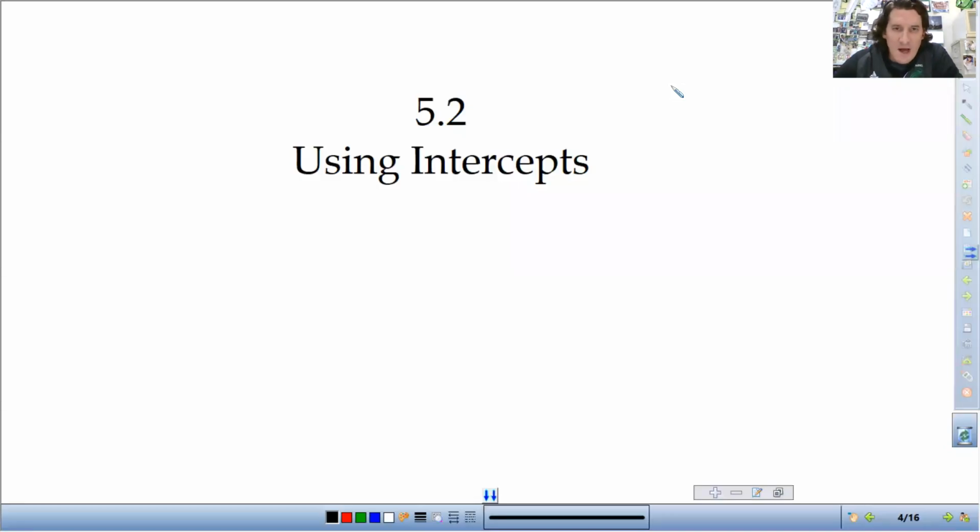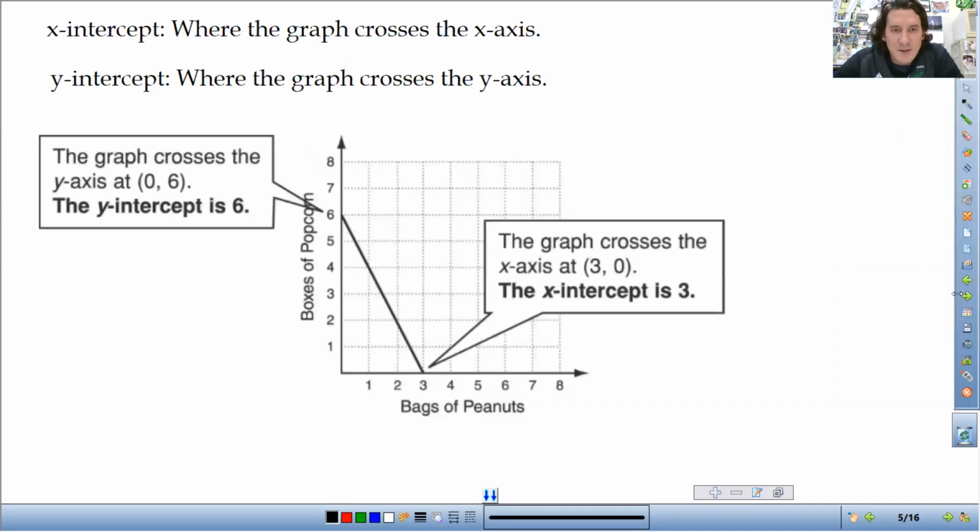All right, IM1 classes. Today we're going over intercepts for linear equations. So let's get right into it. Talking about what an intercept is. There are two intercepts we're going to be talking about, the x-intercept and the y-intercept.